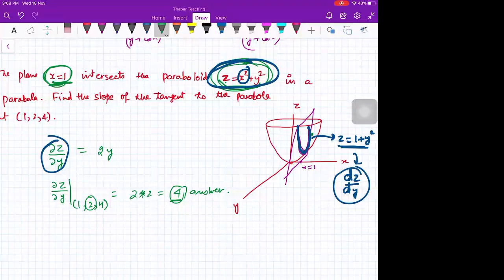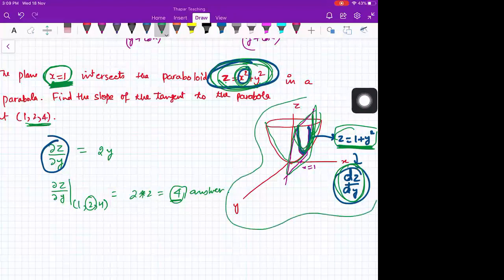You see here, z is equal to x square plus y square is your paraboloid, and you are cutting this paraboloid with this plane x is equal to 1, right? When you cut the paraboloid with this plane, you will get a curve, and we want to find out the slope of that curve at the point (1, 2, 4), and the curve that you get is z is equal to 1 plus y square. Now because you just put x is equal to 1, the slope will be dz by dy. This is what you do geometrically.